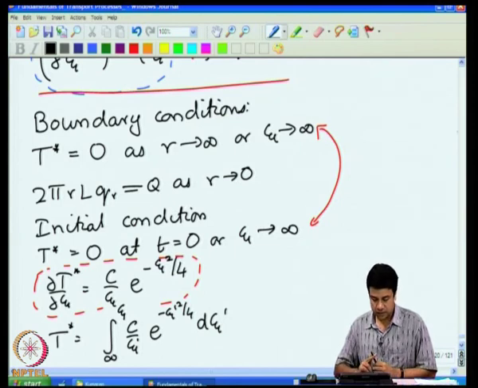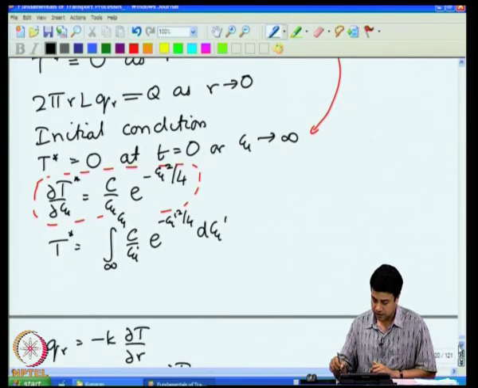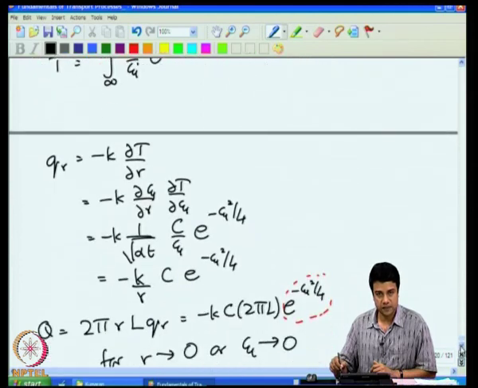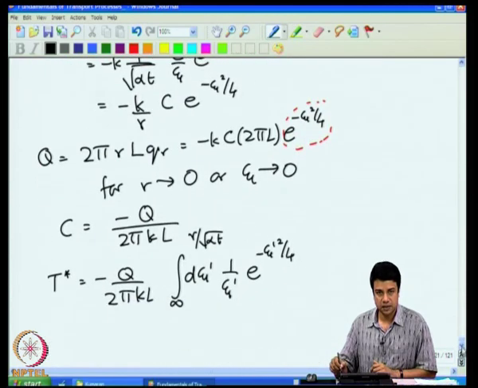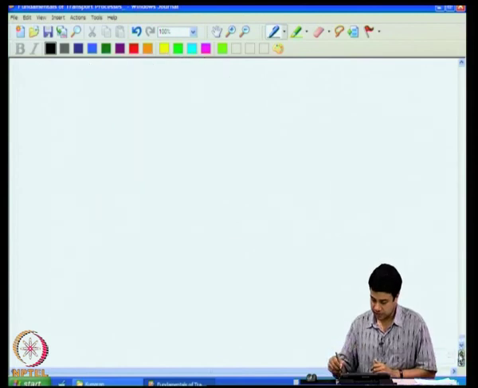Temperature has integral from infinity to psi of c by psi prime e power minus psi prime square by 4. Okay. So, in the limit as psi goes to 0, e power minus psi prime square by 4 goes to 1, but I have an integral of 1 over psi prime d psi prime, that is logarithmic. Okay. The integral of 1 over psi d psi is log of psi. So, the temperature is going to infinity logarithmically as the radius goes to 0. The heat flux goes as 1 over r, but when I multiply the heat flux by the area in the limit as r goes to 0, that has a finite value, and that value essentially enables us to find out what is the temperature in this problem.